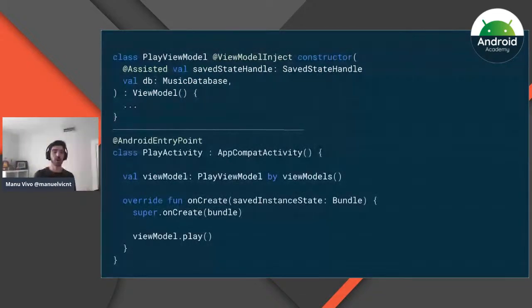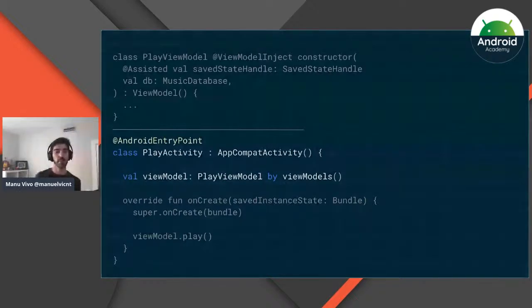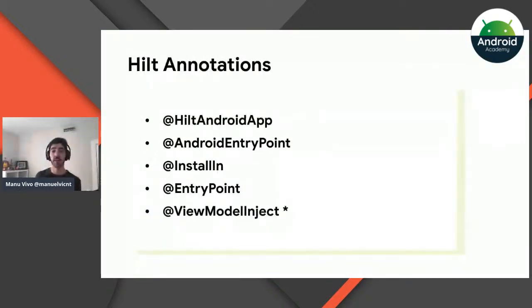And so if you want to use this ViewModel in your activity, your activity or fragment also needs to know about Hilt. So it needs to be annotated with @AndroidEntryPoint. And basically, you can call by viewModels, which is the KTX extension, or use it as you would normally do. So we've seen that we have a couple of annotations, @EntryPoint, just to grab things from the container in classes that are not supported by Hilt, and then @ViewModelInject.